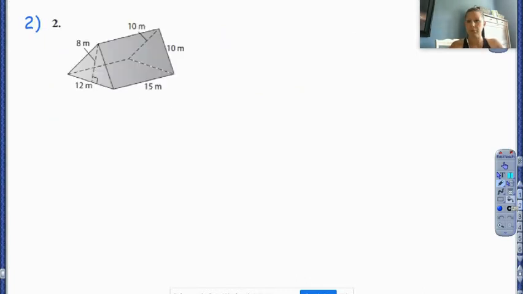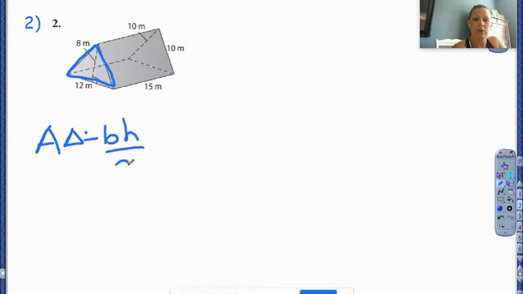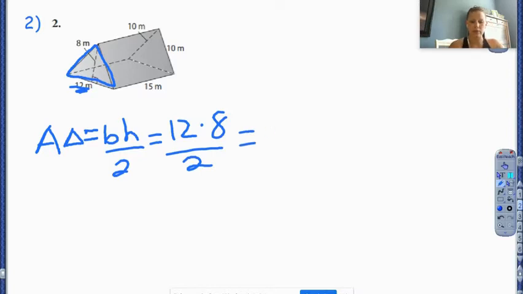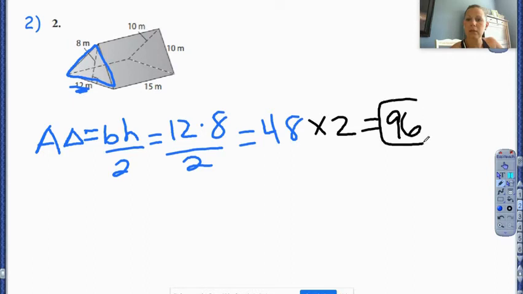Okay, now this is a triangular prism. I'm going to start off by finding the area of my triangle. I have my triangle in the front here, and then it's also in the back. So area of a triangle is base times height over 2. The base of my triangle is 12. The height of my triangle is 8, divided by 2. So 12 times 8 divided by 2 is 48. And I'm going to multiply that by 2 because there's two triangles, one in the front and one in the back. And get 96. I circle it because that's what I'm going to have to add to my final answer.